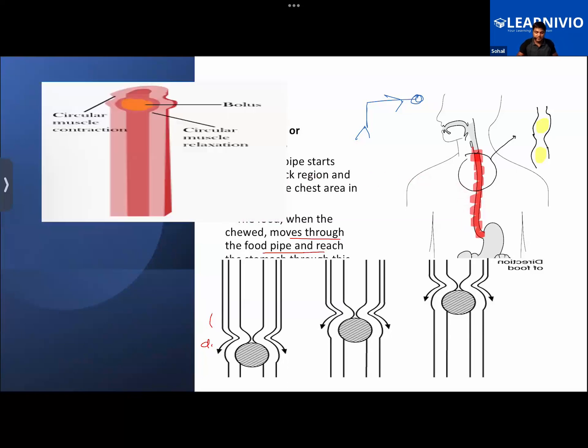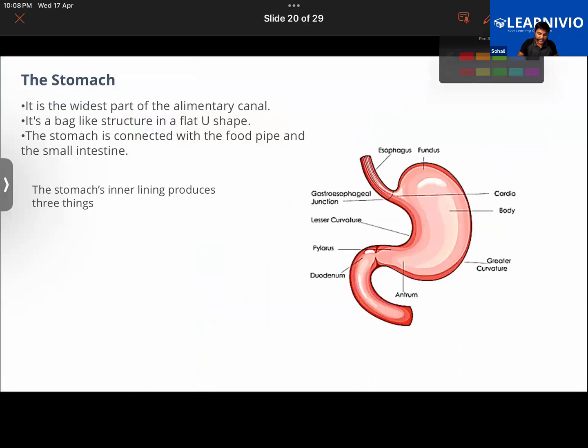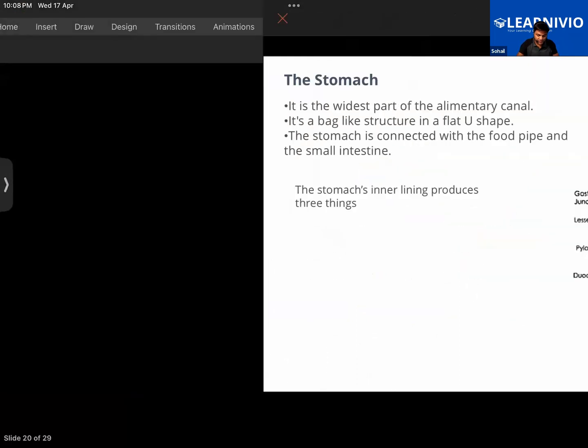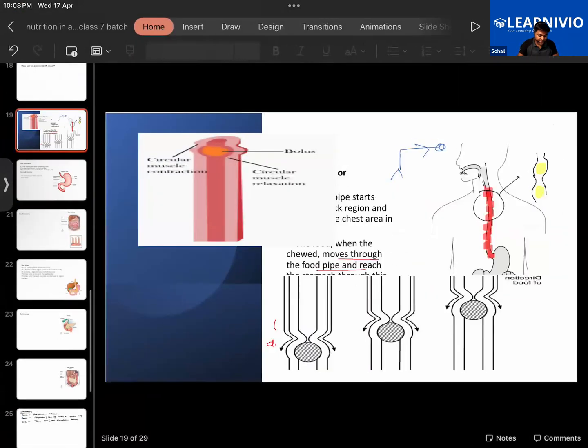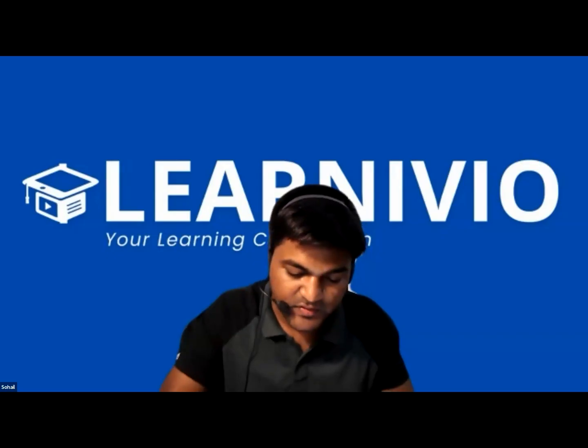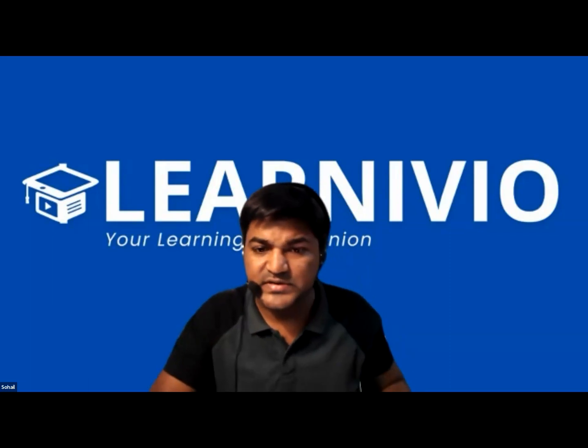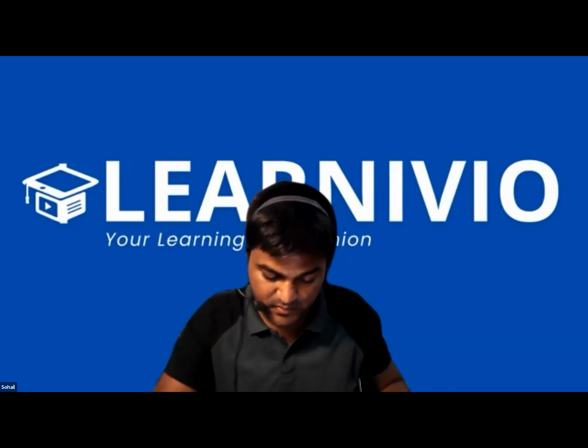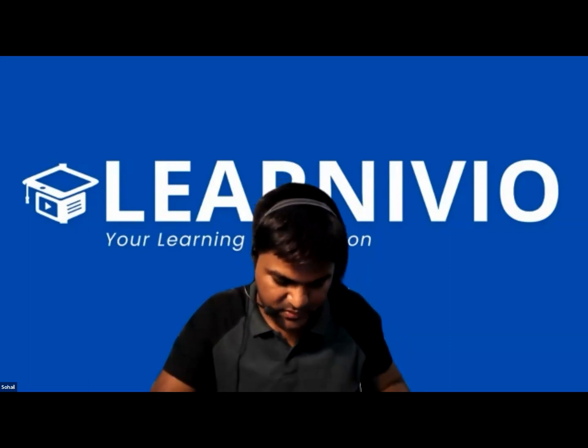This particular kind of movement that takes place in the esophagus will, by the way, happen in some other parts of the digestive tract also, which we'll be studying later on. So this is a special kind of, is my screen not visible? Yes, sir.